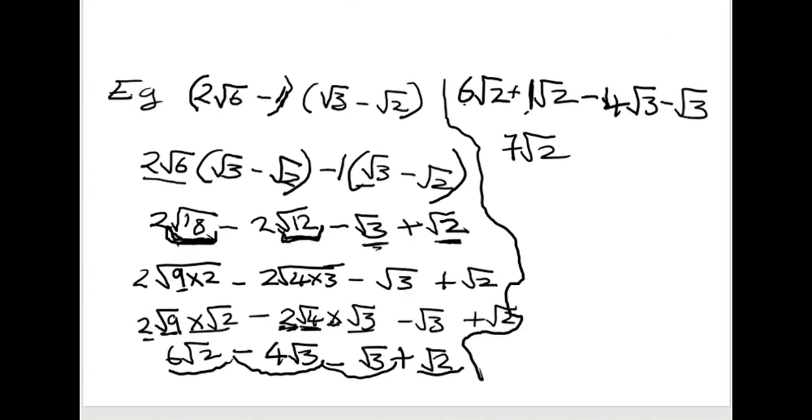Then minus 4 minus 3. You can just bring that same analogy we did. Minus 4x minus x is minus 5x. So minus 4 root 3 minus root 3 will be minus 5 root 3, because there is a 1 here in front. So minus 4 minus 1 is minus 5 root 3. And this is our final answer.